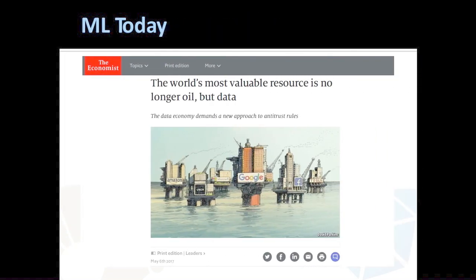According to The Economist, data is the most valuable resource available on Earth today. Data is even more valuable than oil. In fact, the most valuable companies around the world today are companies that work with data.